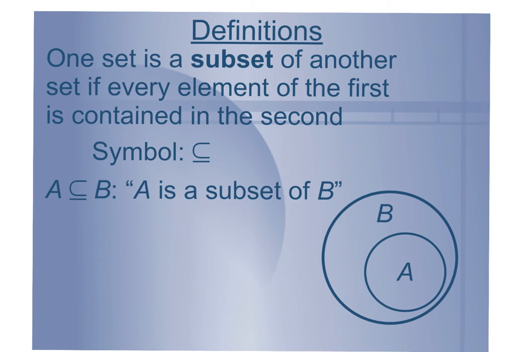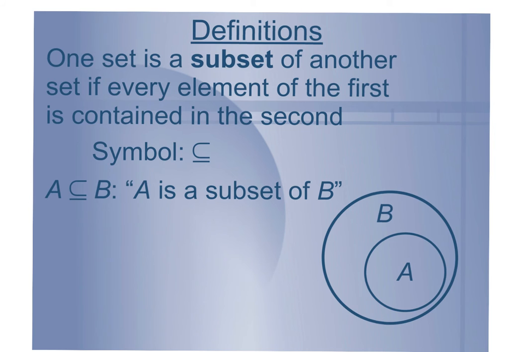All right, so when you see one set is a subset of another, then you have this A, and this is the symbol for it right here. This means A is a subset of B. A is a subset of B, all right? And your Venn diagram looks like this. One circle completely inside of another.